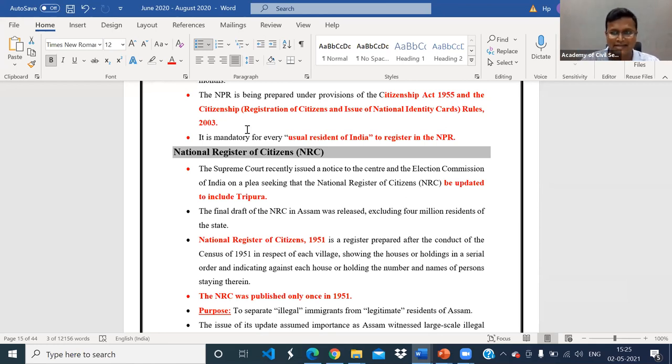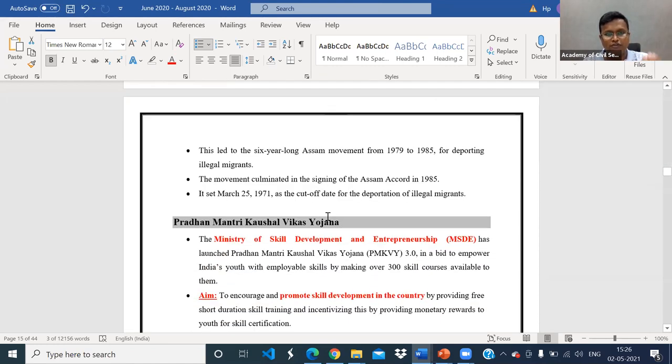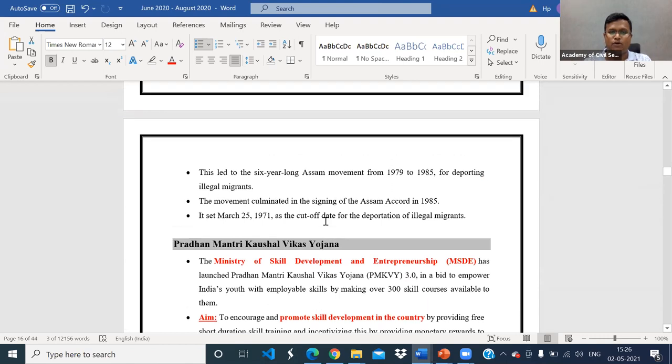Somebody in the class sometimes asked me, what is the evidence or proof of citizenship of India at present? This is one proof. Other ways, you have to prove that your father or grandfather had land in India, the land document, and that the person whose name is there in the land document is available in the NRC also. NRC is the list of all citizens, whether residing in India or outside India. NPR is the register of all citizens residing in India only.